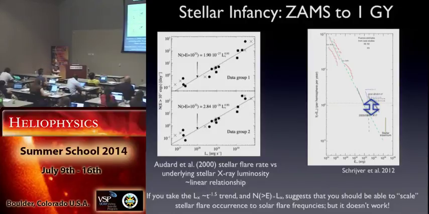This plot is also not particularly clear, it's pretty washed out. But if you take observations of solar flares and then try to put these stellar flares on the same plot by correcting for some of this underlying dependence of flare frequency on X-ray luminosity, you don't get to the sun. So something else is happening that's more than just the scaling with the underlying X-ray luminosity.